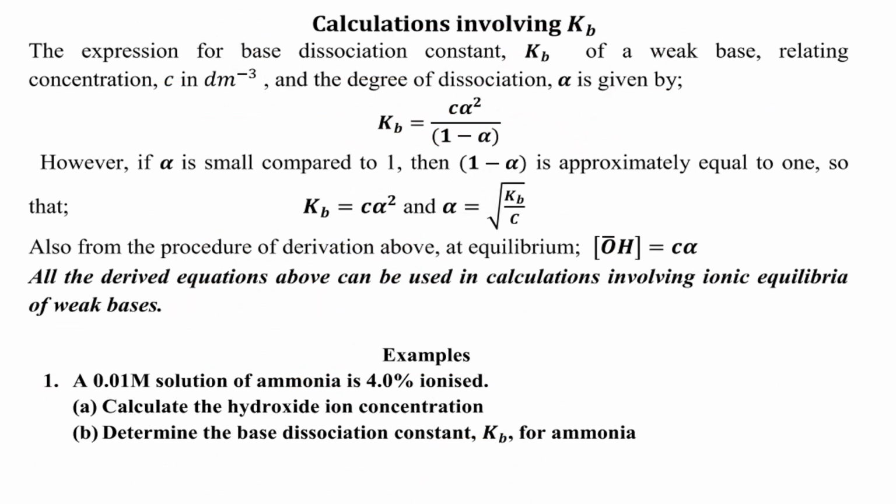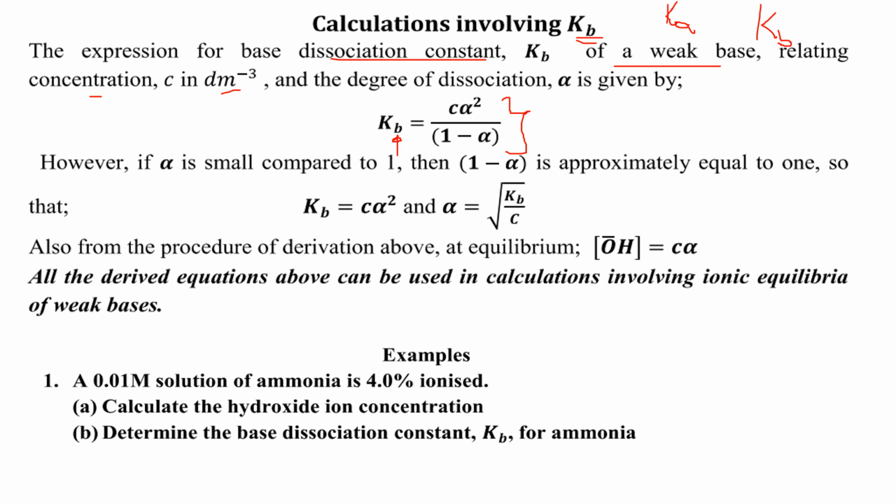Now, with calculations involving the ionization constant of a base: Ka is for the ionization constant of an acid, and Kb is for the ionization constant of a base. Here you're saying that the expression for the base dissociation constant Kb of a weak base, relating concentration C per decimeter cubed and the degree of dissociation, is going to be the same as that for an acid. What varies is the subscript on the ionization constant K, which is b.